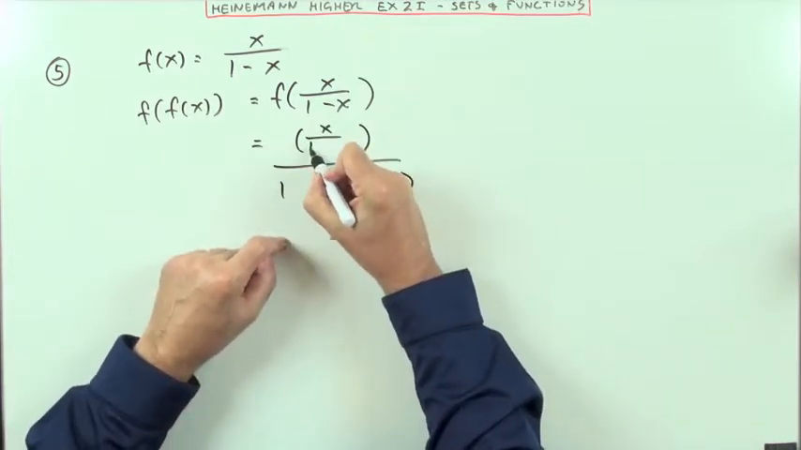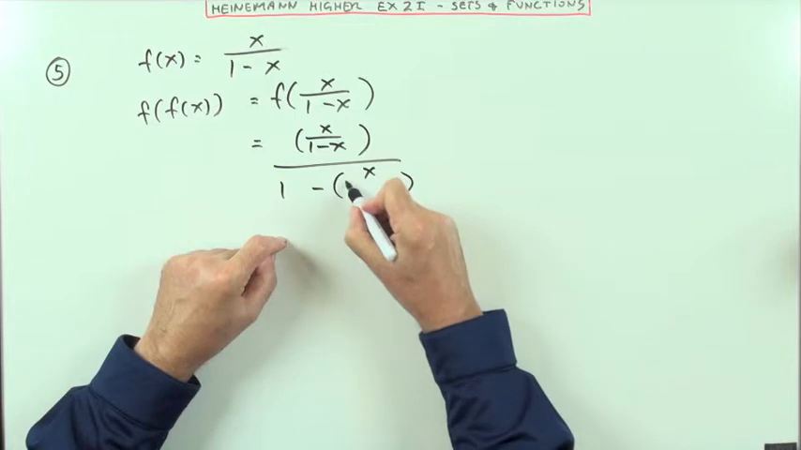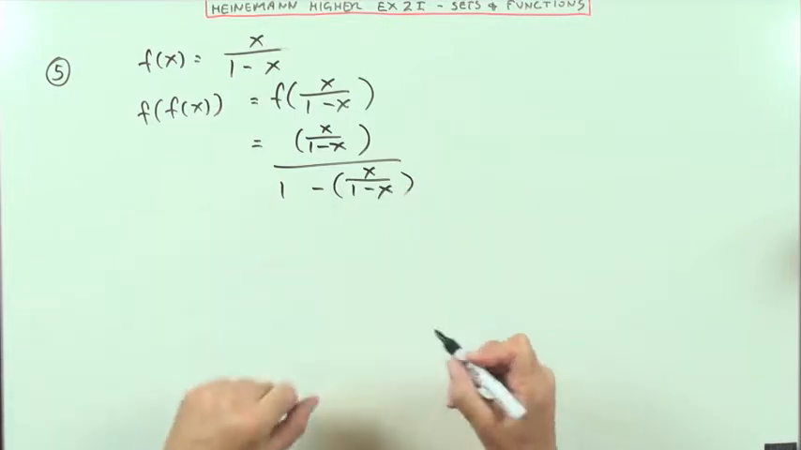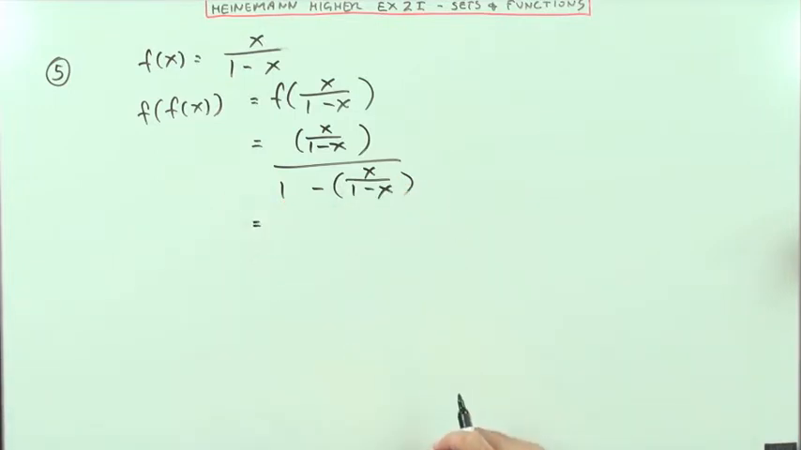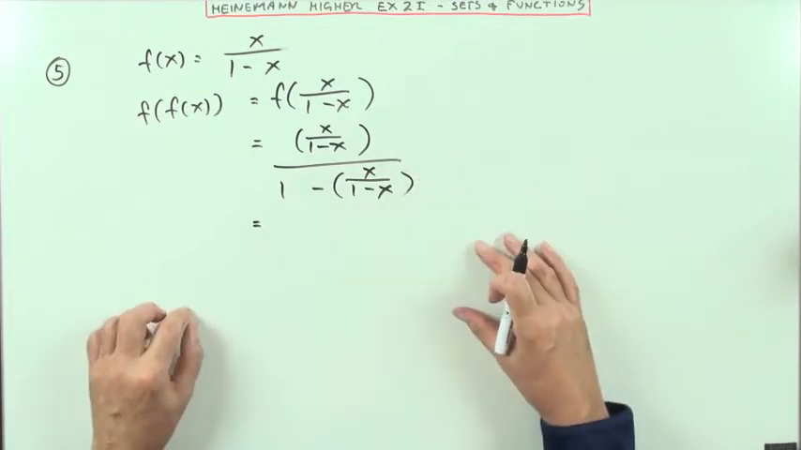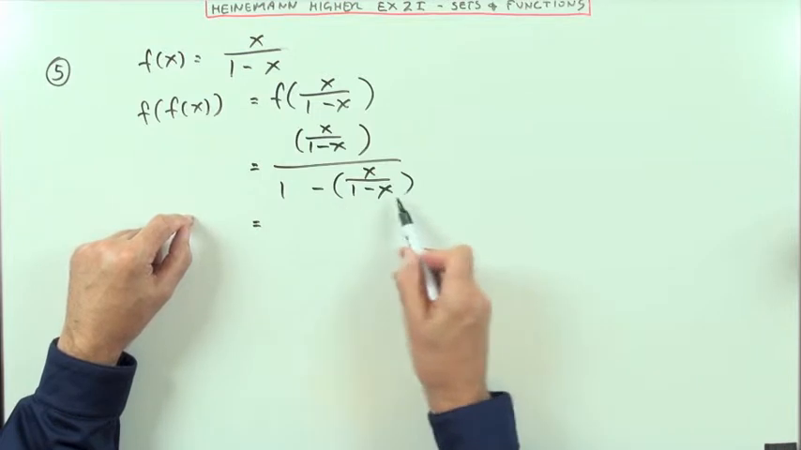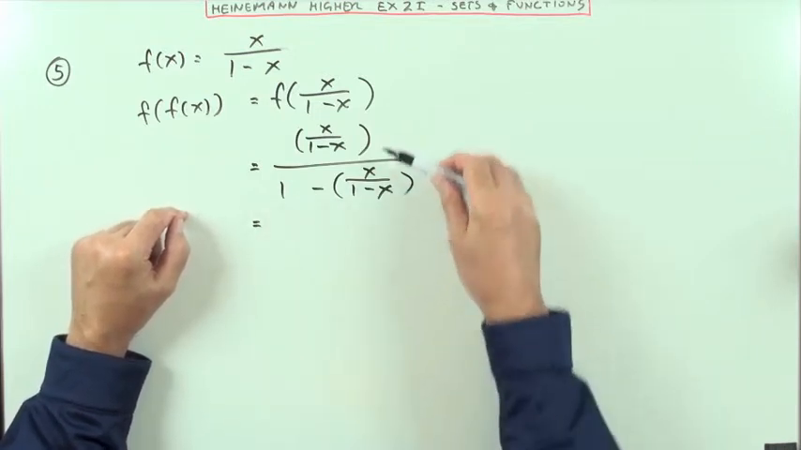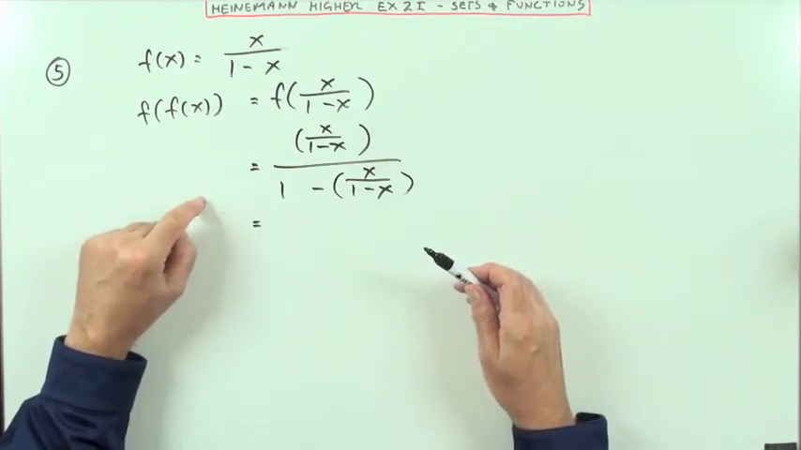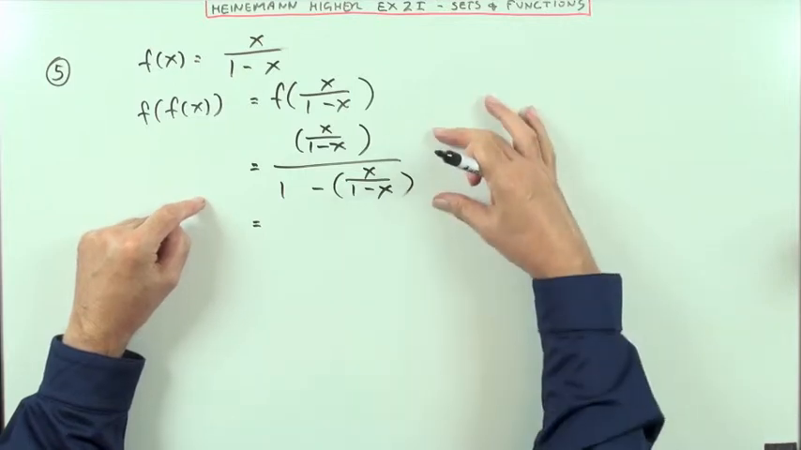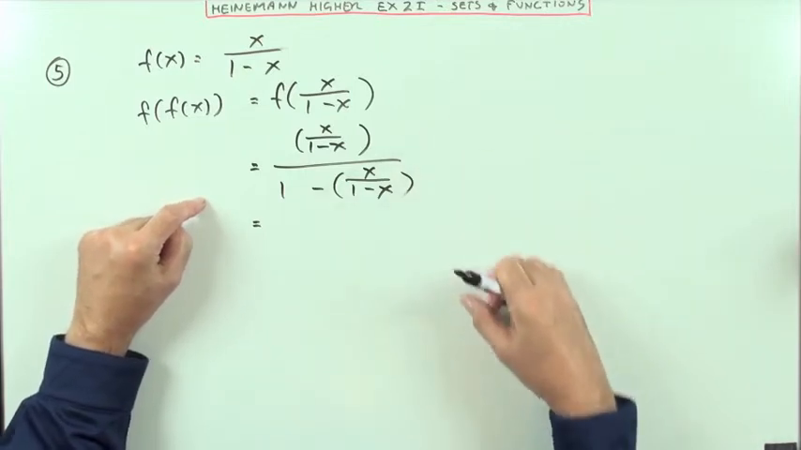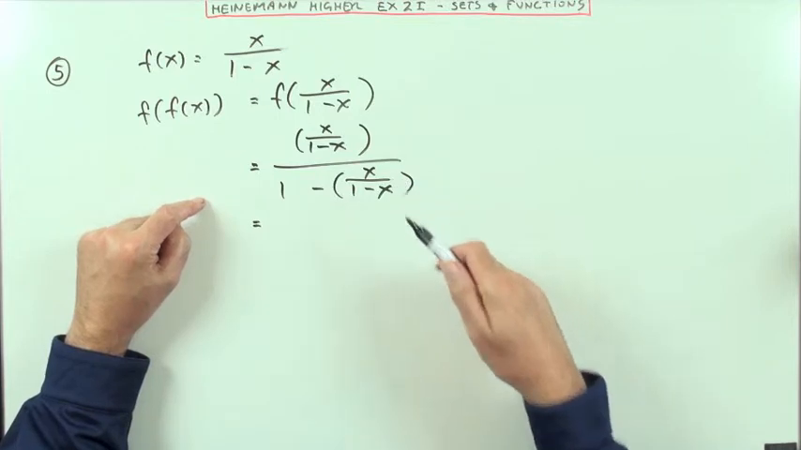So if you put in x over 1 minus x, you end up with this cumbersome fraction, a fraction which has got fractions as part of it. Now the way you would deal with that isn't by starting to add fractions and divide fractions. The way you simplify a fraction is you either multiply the top and the bottom, or divide the top and the bottom, by the same thing.